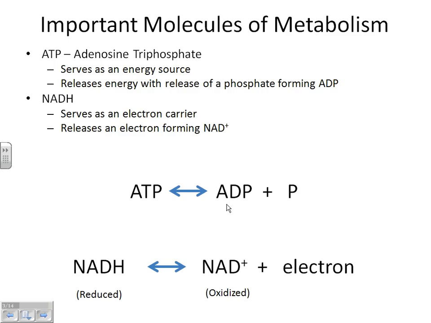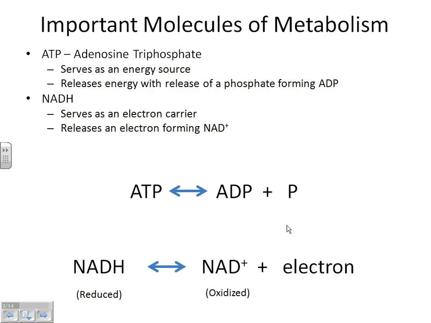NADH, you don't really need to know what it stands for, but you need to know what its job is in the cell. If you see an NADH, that means it has an electron on it. It's carrying the electrons around your cell. In order to make an NADH, you need a molecule of NAD to combine with an electron. Okay? So on the left side of the reaction, the NADH, you have an electron. On the right side of the reaction, the NAD, it needs an electron.